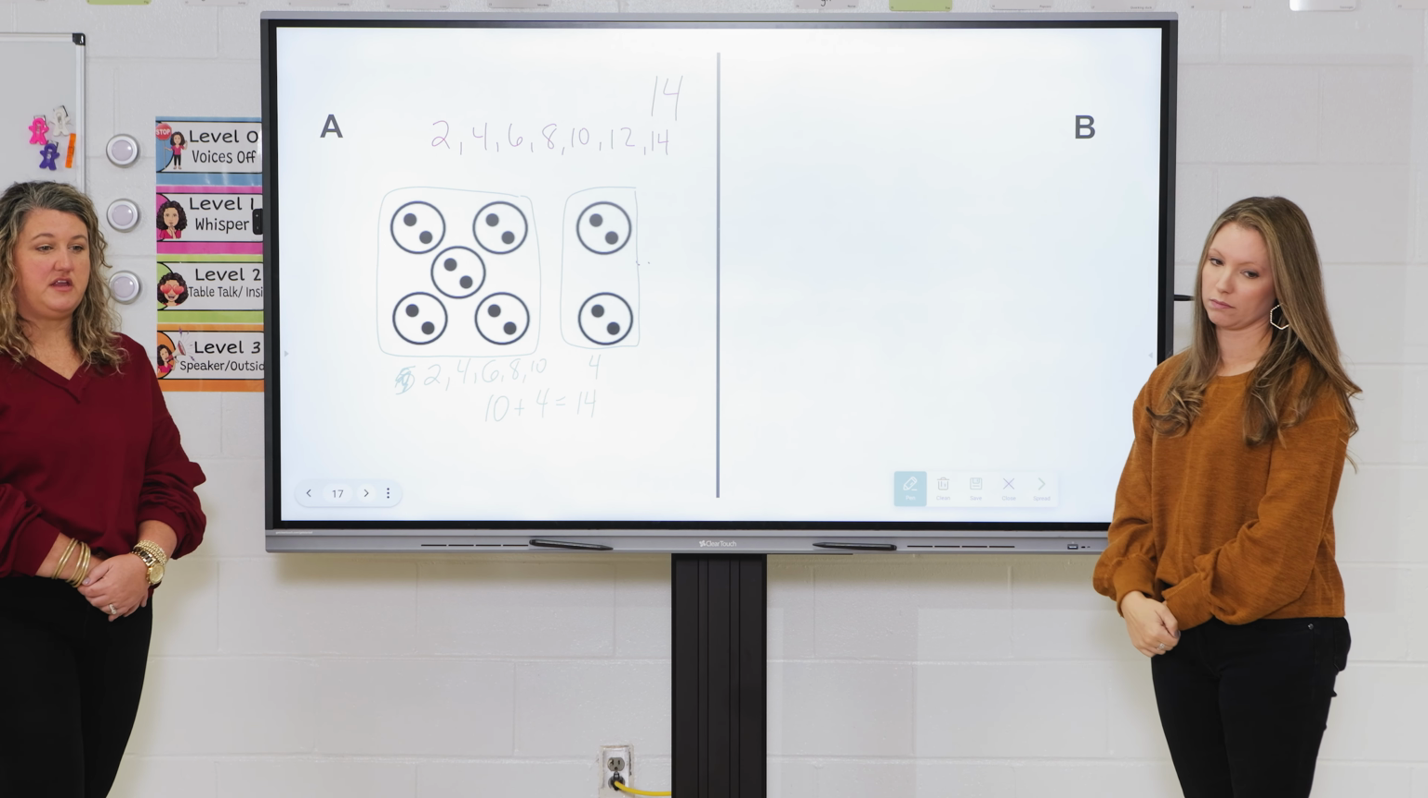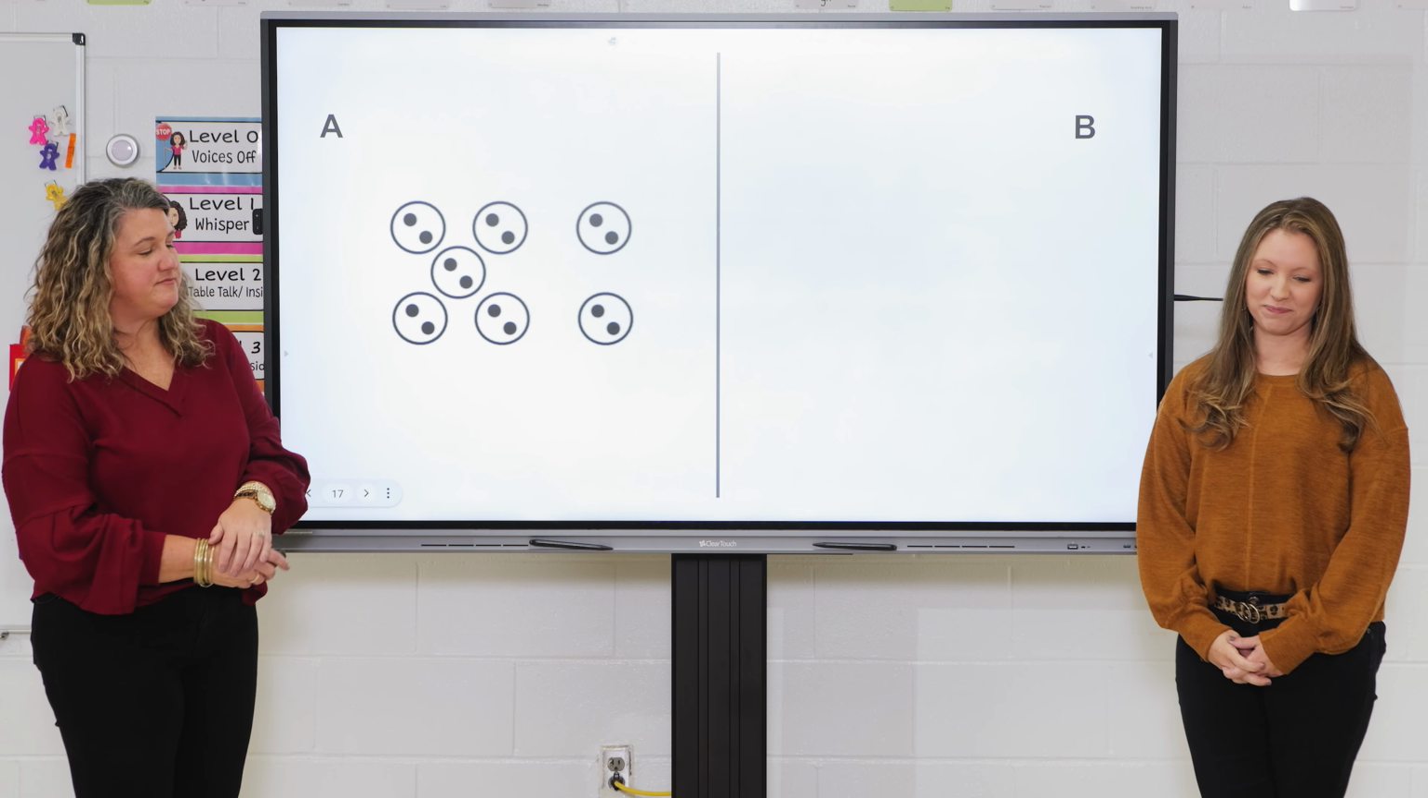So I saw 7 groups in all. Okay. And when I looked inside of the groups, then I saw 2 dots in each group. 7 groups. 2 in each group. Okay. What kind of an equation did you do for that? 7 times 2 equals 14.